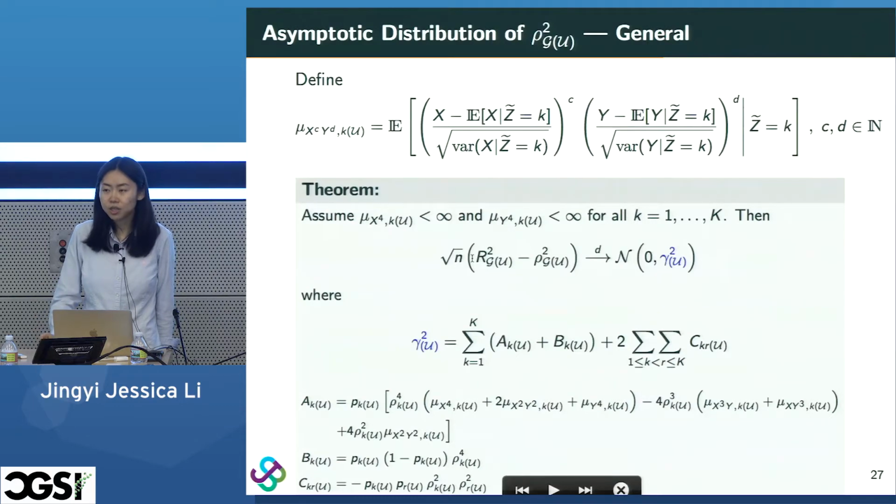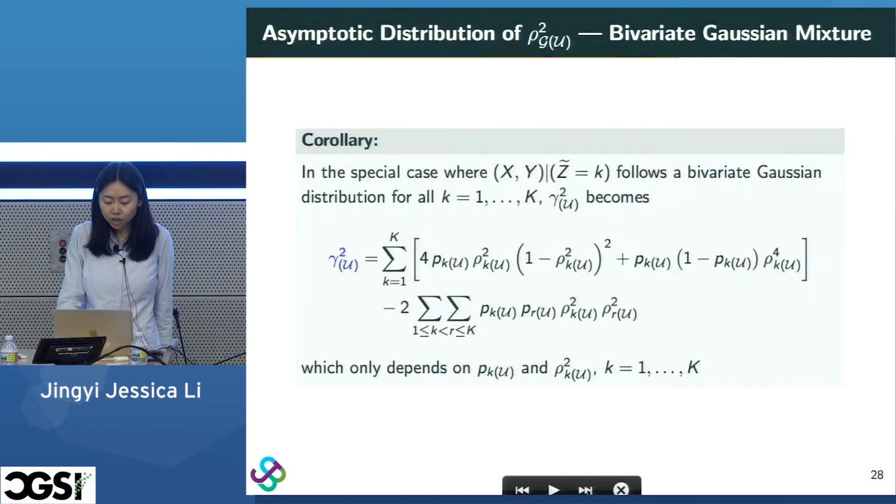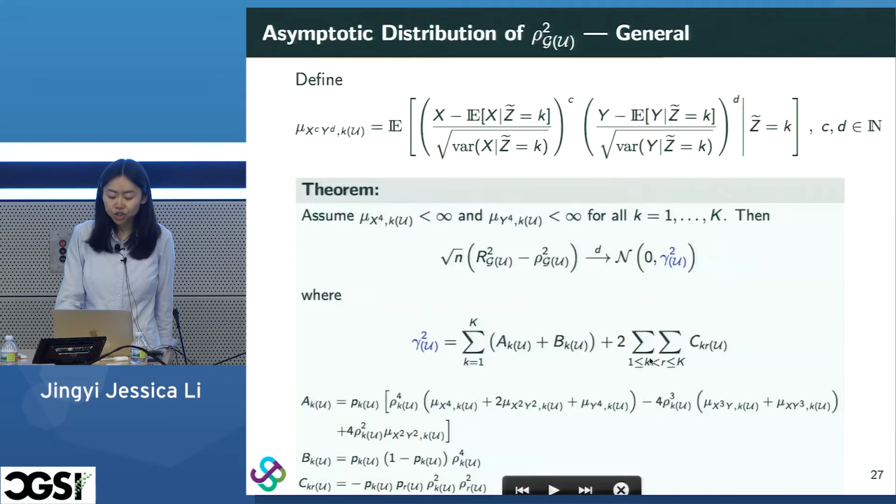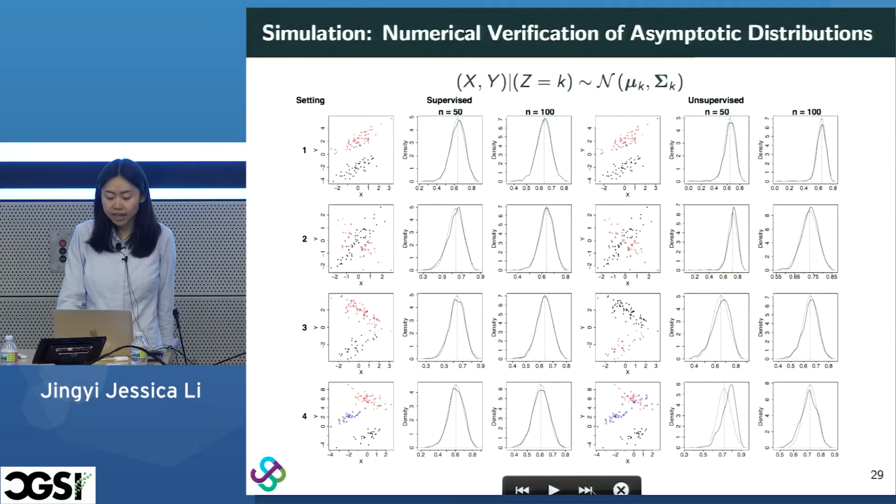Okay, so this is just some simulation to show to you. Here, the solid line is the simulated distribution, and the dotted line is my theoretical calculation. You can see that they actually agree pretty well in most cases, which means that asymptotic distributions are working well. This is from a normal simulation, and from a t-distribution simulation, I obtained similar results.